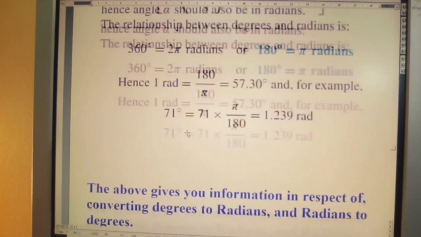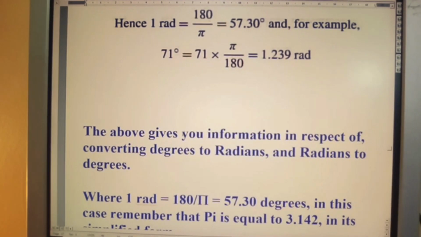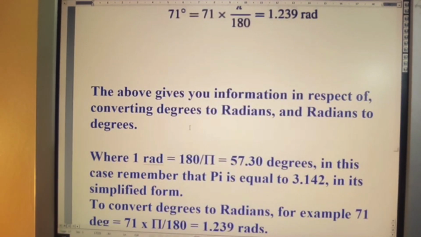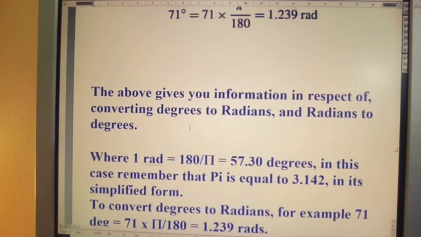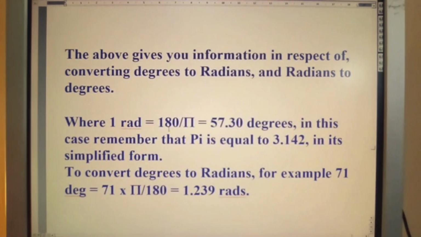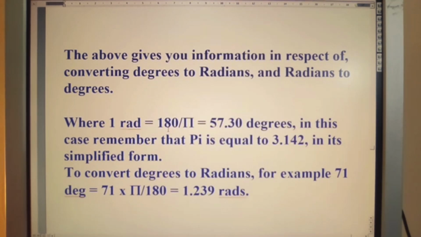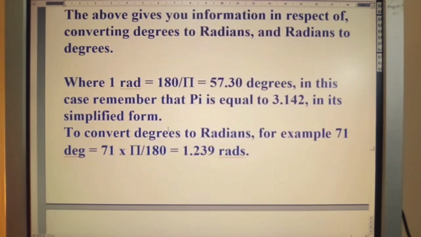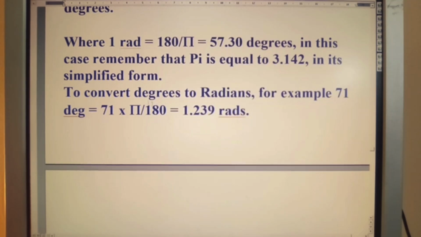Okay, the above gives you information in respect of converting degrees to radians and radians to degrees, where 1 rad equals 180 degrees over pi equals 57.30 degrees. In this case, remember that pi is equal to 3.142 in its simplified form. To convert degrees to radians, for example 71 degrees, we follow this process.